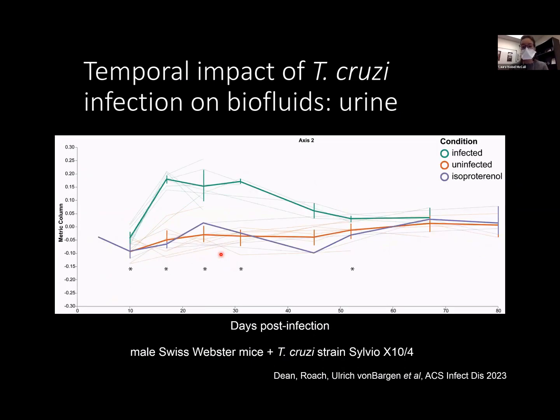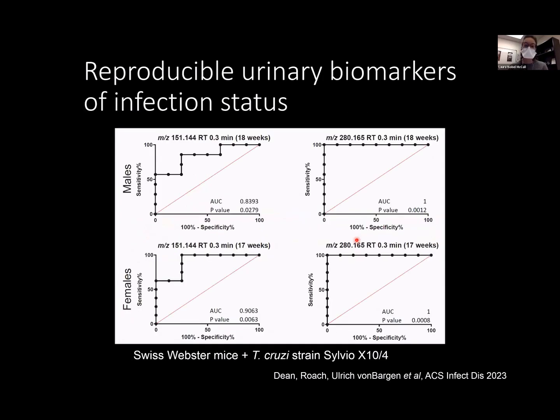On the other hand, when we looked at urine, we saw a very large shift in the urine metabolome with infection, and this was divergent from both uninfected mice in orange, as well as our chemical cardiac damage in purple. So then in collaboration with the Penn lab, they built GLMM models to find metabolite features that changed with infection status and over time. And then we did targeted metabolomics on an independent infection cohort to validate these biomarkers.